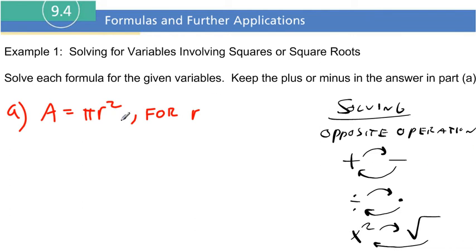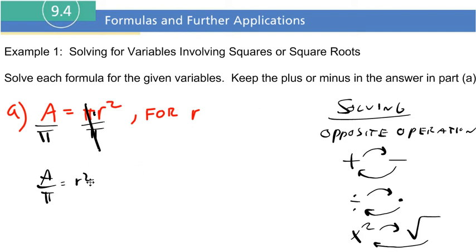All right, so if you come over here, that means I need to get rid of the pi and get rid of the square. Okay, so that means I can get r by itself. So let's first deal with this pi. This is pi times r squared, so the opposite of multiplying by pi is dividing by pi. So I'm going to divide both sides by pi. So the pi's cancel out. I get A over pi equals r squared.